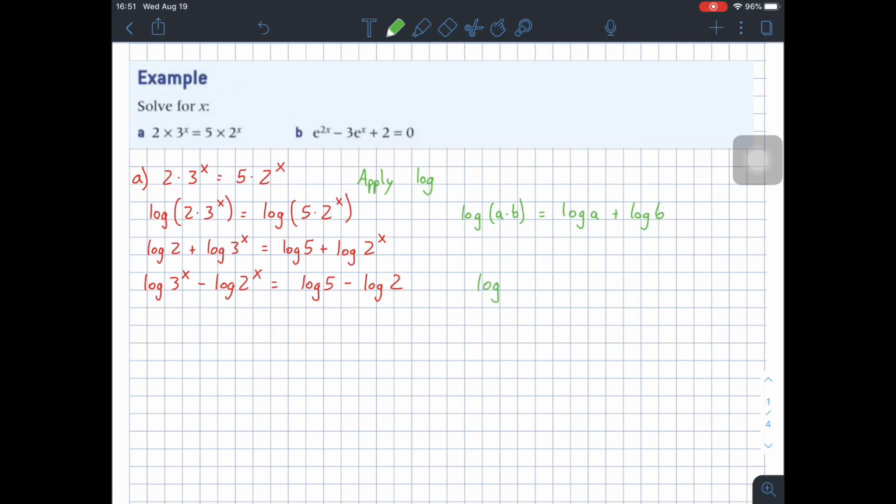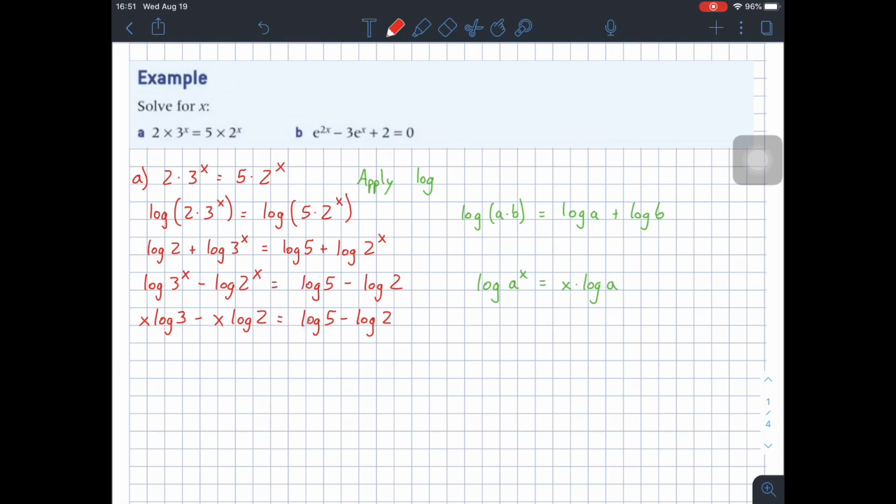If I have log of a to the power of x, this is the same as saying x times log of a. So that's exactly what I'm going to do here. This would be equal to x times log of 3 minus x times log of 2, and this must be equal to log of 5 minus log of 2, right?